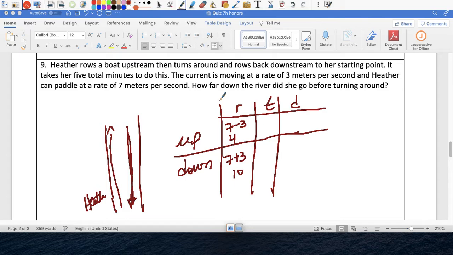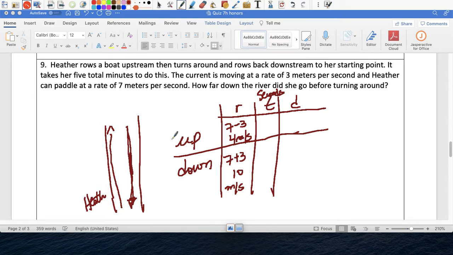Okay. Give me 1 second here, please. So over here, this is 3 meters per second, and then the other one is 10 meters per second. It takes her 5 minutes. So notice, it's 4 meters per second and 10 meters per second. So her speed is in seconds, so our time needs to be in seconds as well.